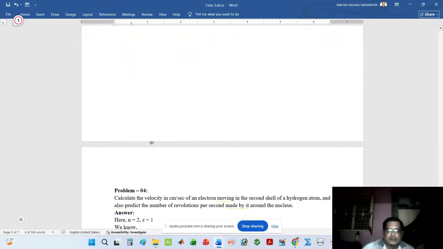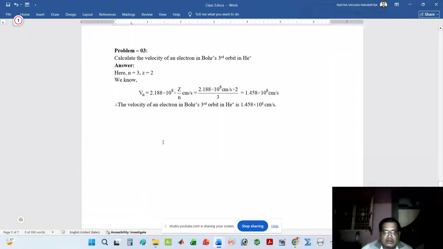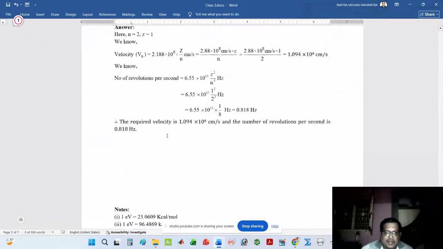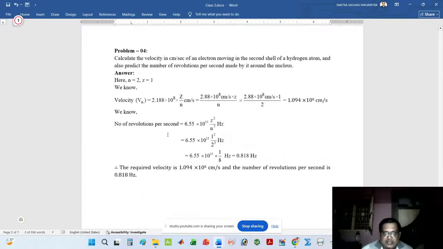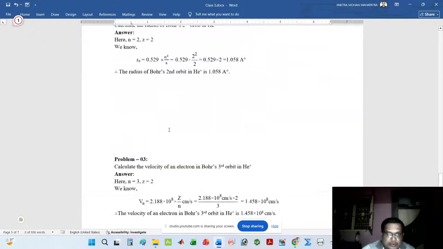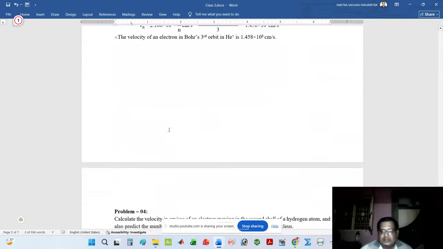There are a few problems that I have given here. In the upcoming class, I will explain such types of problems. For this class, this is sufficient, so I want to stop here.